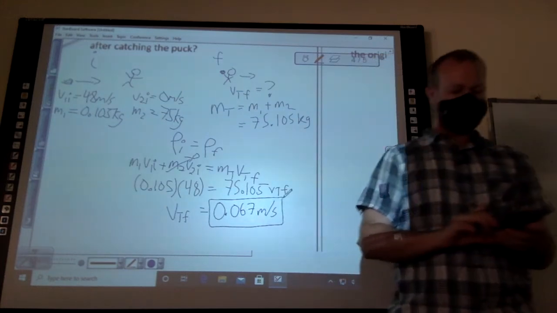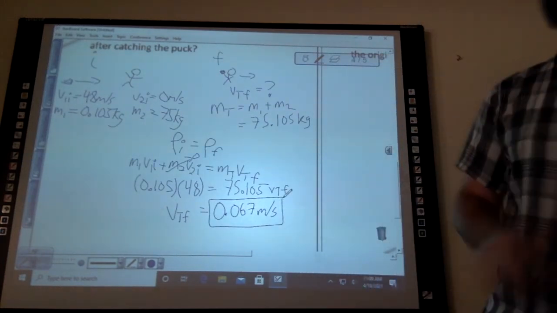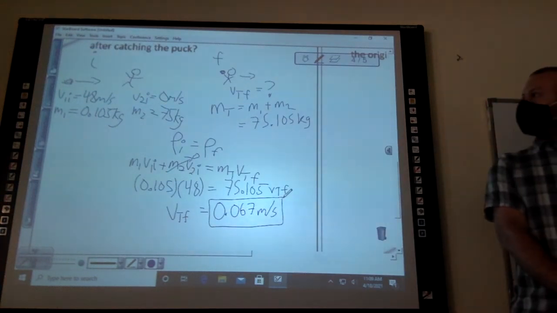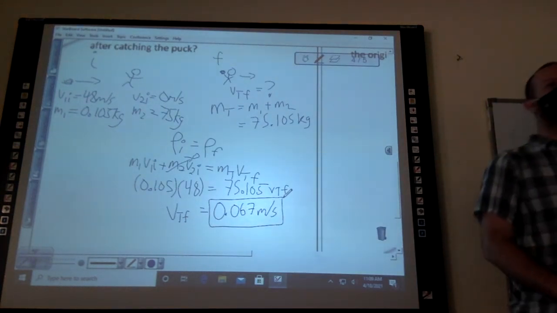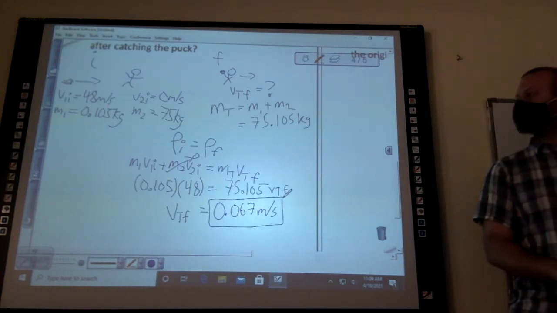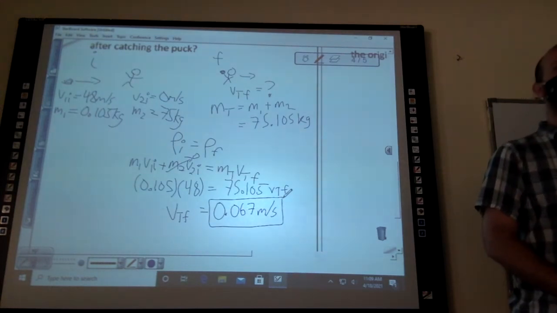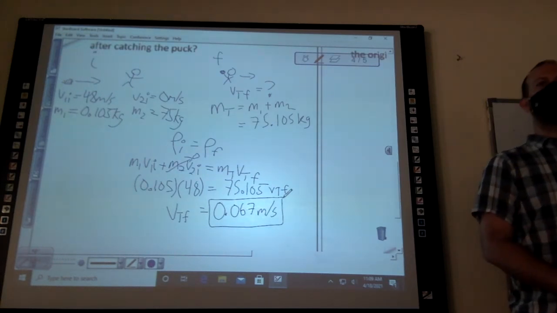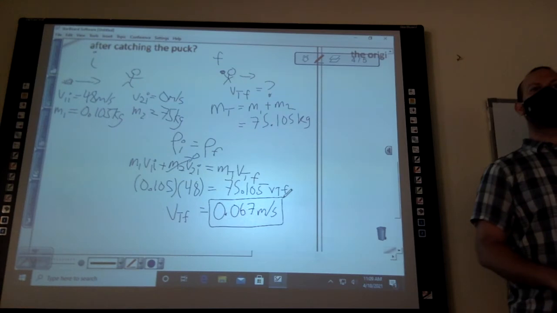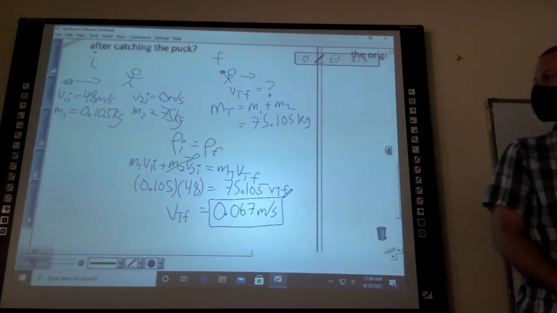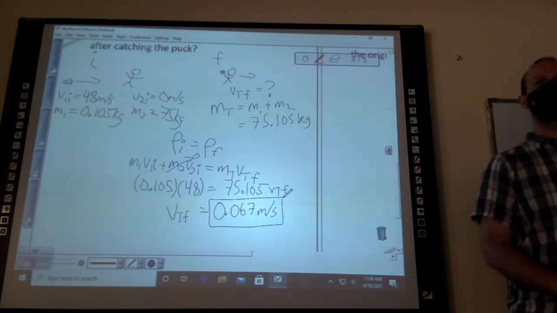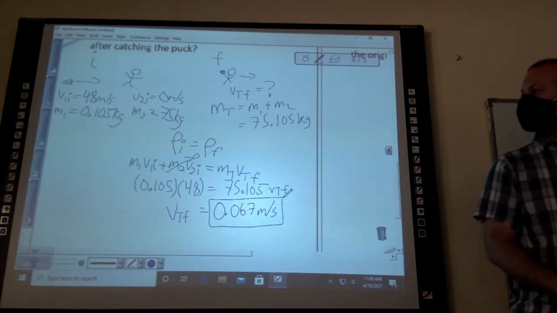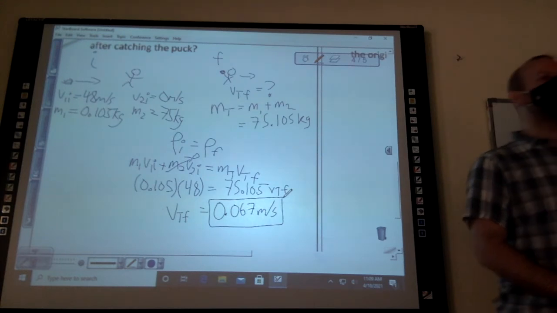So does this number make sense? I've got a really tiny number. Should I have a really tiny number? No. Why are you saying no? Because I said it in a weird way, so therefore it must be wrong? No. 75 should be in kilograms.